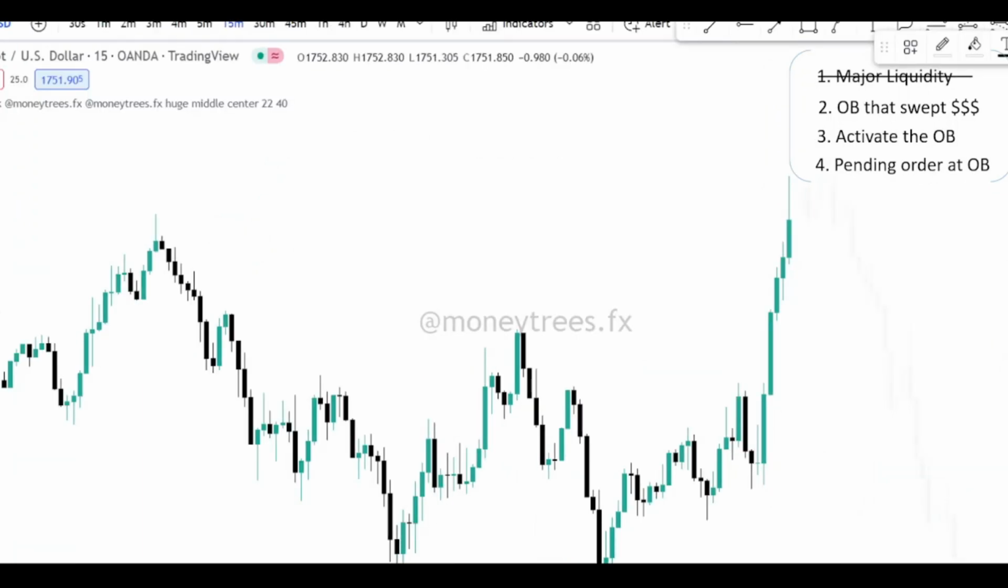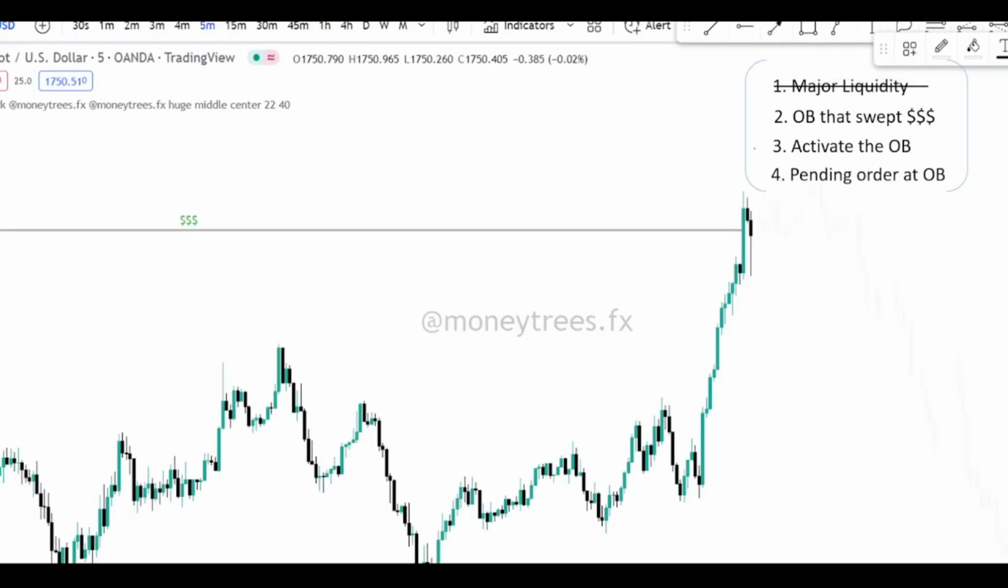So now we have price taking out the high, which is our liquidity. So we are going to drop down to the 5-minute time frame, which is our entry time frame. Now we need to identify the candle that took out liquidity on the 5-minute time frame, which is also our potential order block. So we're going to mark the low of that candle.